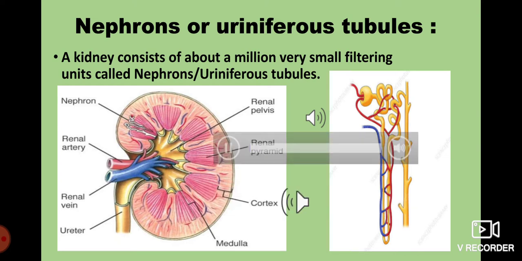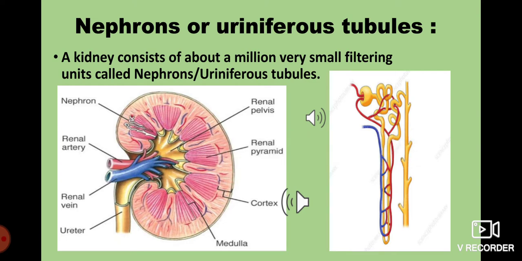Now as you know, the cell is the structural and functional unit of the body. That means many small cells join together to form the whole human body. Similarly, a kidney is also formed of single units present in millions, and these units which form the kidney are the filtering units, called nephrons or uriniferous tubules. Just like the cell acts as a unit of the body, the nephron acts as the unit of the kidney.